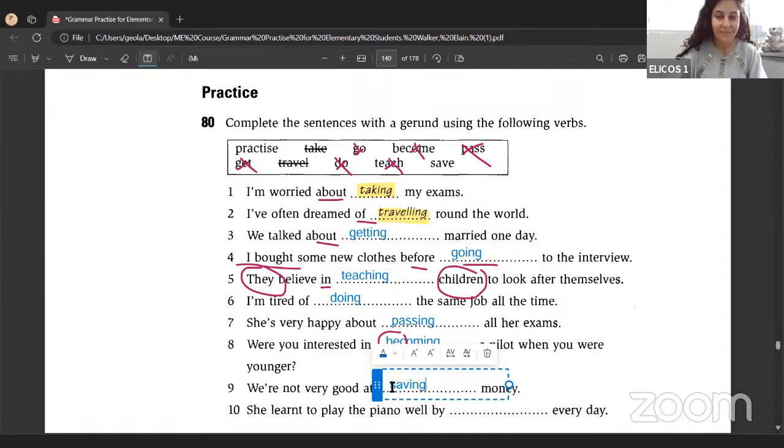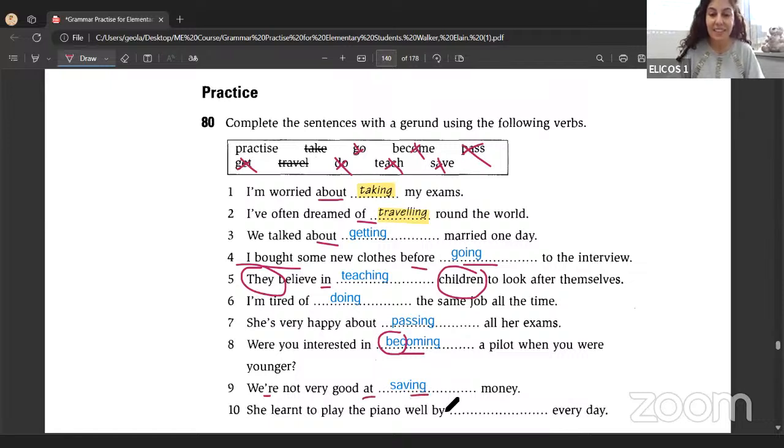We're not saving this. Yes, a lot of people say this. We're not very good at saving money. So you can see the first verb, we are, not very good. And then you can see the preposition at and the ing, saving money.